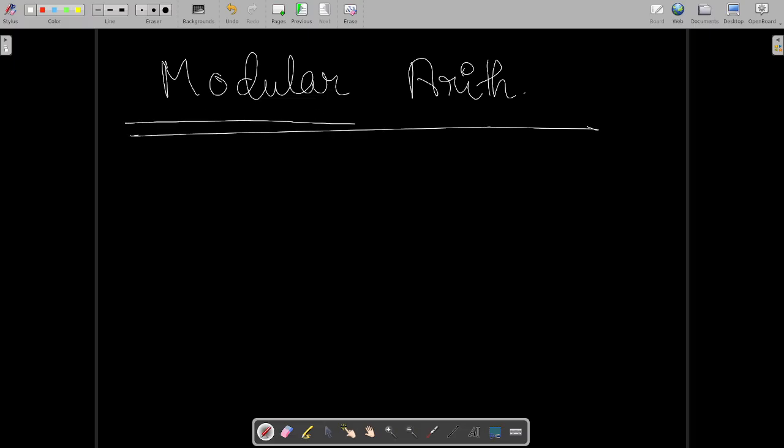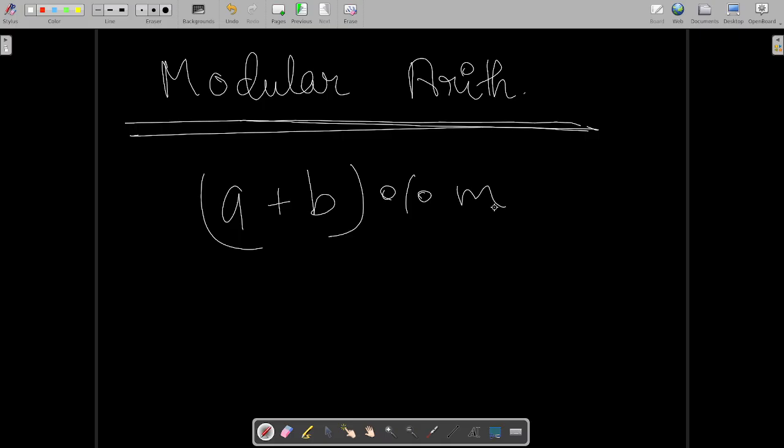So modular arithmetic is actually a pretty simple thing, right? At least on the face of it, on the surface, it's pretty simple. So we say that (a plus b) modulo m can be written as a modulo m plus b modulo m, and you do a whole modulo, right?